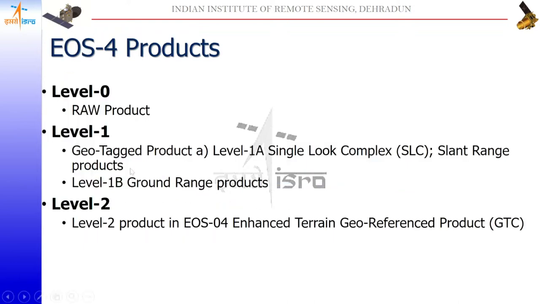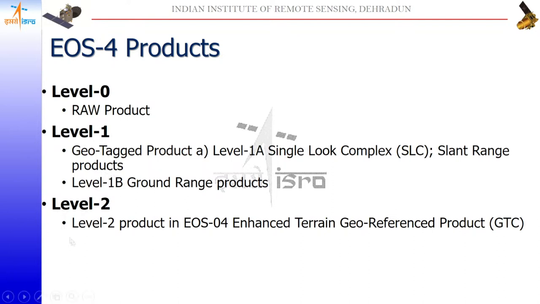So what is level 0? I have already told you. Level 0 is the raw data product, level 1 is the geotech product, in which the SLC product is given, and level 1B is the ground range product, where we have converted slant range to ground range. Level 2 is the EOS enhanced terrain georeferenced product, the GTC, terrain corrected product, in which DEM is used to correct the geometrical distortions of the SAR. You can order either of these products.